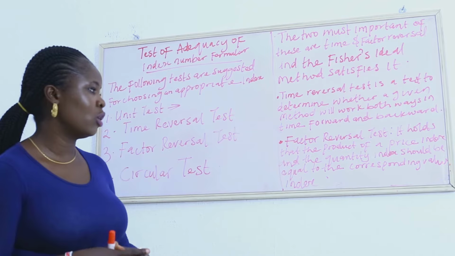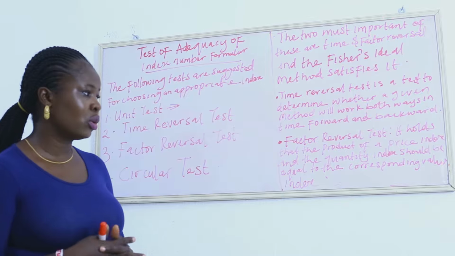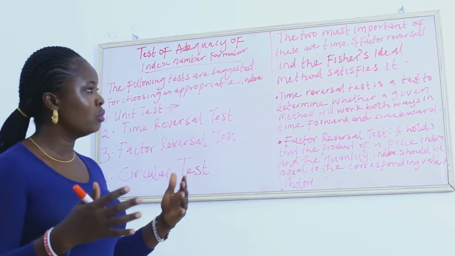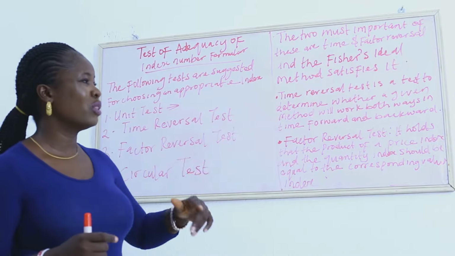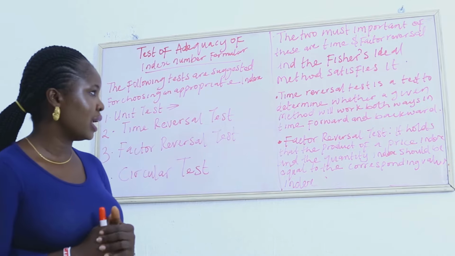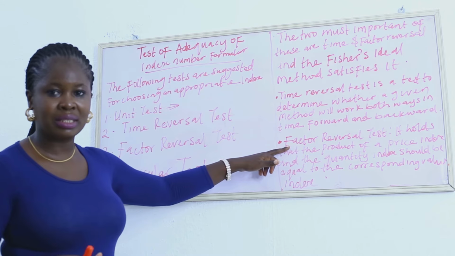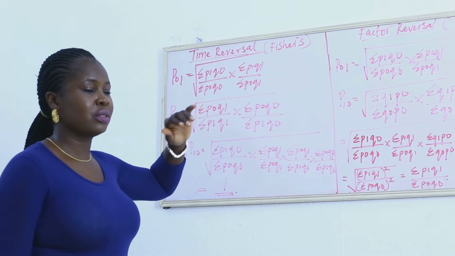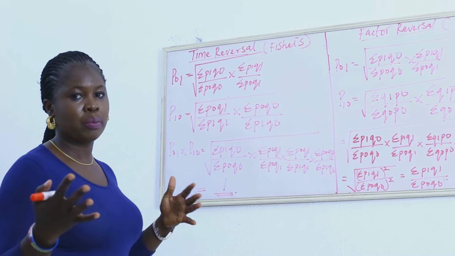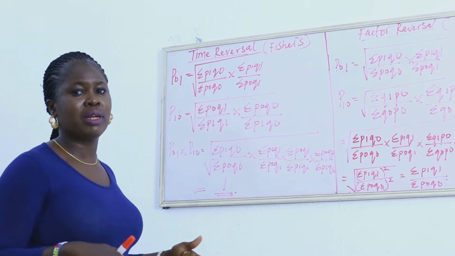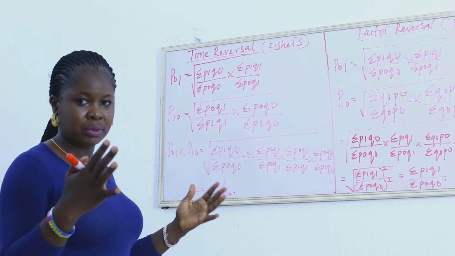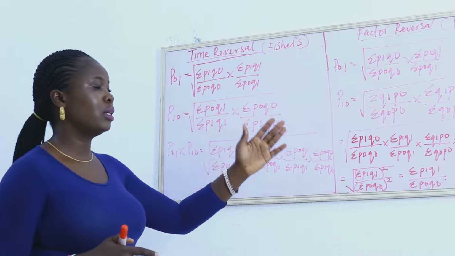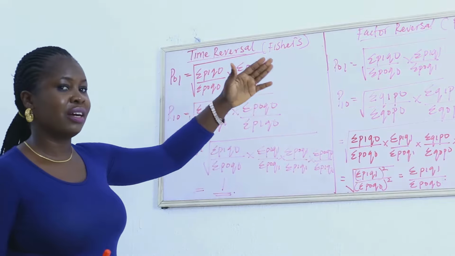Then the factor reversal test holds that the product of the price index and the quantity index should be equal to the corresponding value index. We'll be proving whether the Fisher's ideal method satisfies the time reversal test and the factor reversal test as stated earlier, using the tests of adequacy. Like I said, there are other formulas that satisfy both of these tests, but I'm only trying to figure out if Fisher's ideal method satisfies both tests, the time reversal test and the factor reversal test.